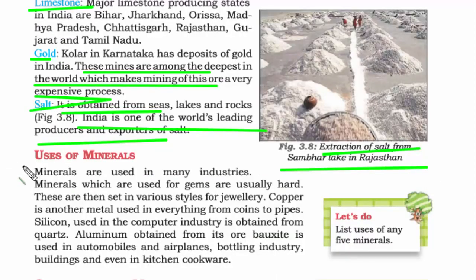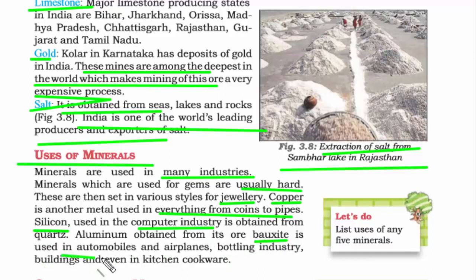Now let's read about where the minerals are used. They are used in many industries. Since they are usually hard, they are good for making jewelry. Copper is another metal used in making coins, pipes or wires. We use silicon in the computer industry for making computer chips. As I said before, bauxite is an ore of aluminium and is used in automobiles and airplanes, bottling industries, and even in kitchen cookware.